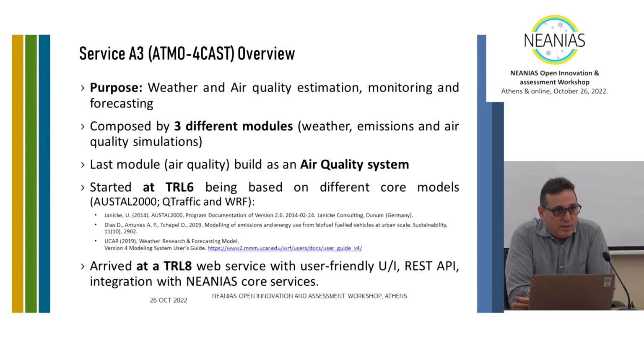And now moving on to the third service, which is about air quality estimation, monitoring and forecasting. This is called the Atmos Forecast Service. It is composed of three different modules, one for weather, one for emissions, and one for air quality. The last module, the air quality one, is built as an air quality system. It started at TRL 6, being based on different core models, Austral 2000, Q-Traffic, and WRF. They are all published in the literature.